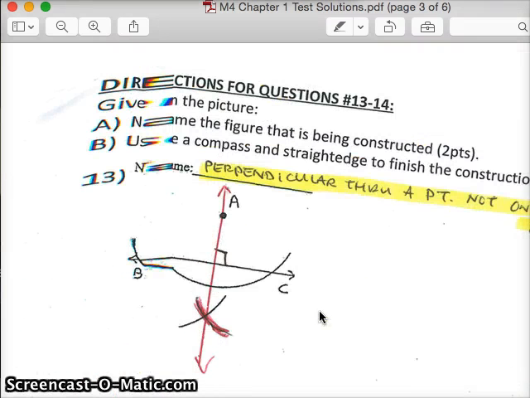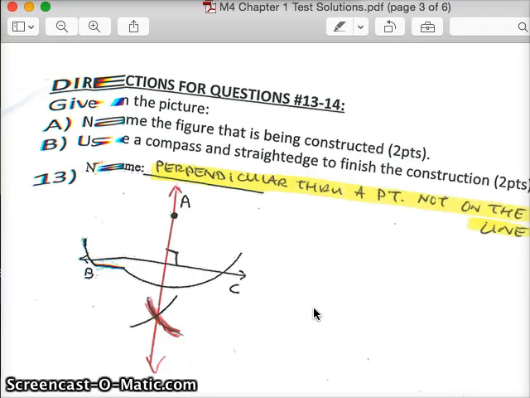Put this in the copier. So on this problem, it says name the figure that is constructed. Okay, so I started you off with the line and you saw this arc here. Use a compass and straightedge to finish the construction. So you're actually not going to have to construct anything, but the multiple choice questions may ask you what is the next step.